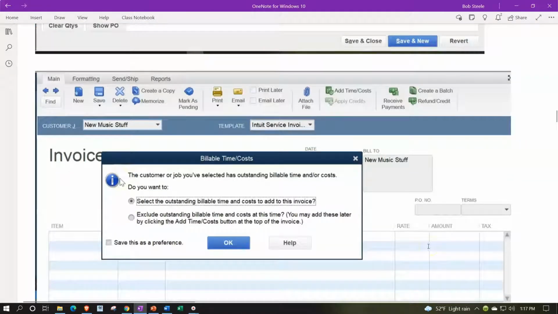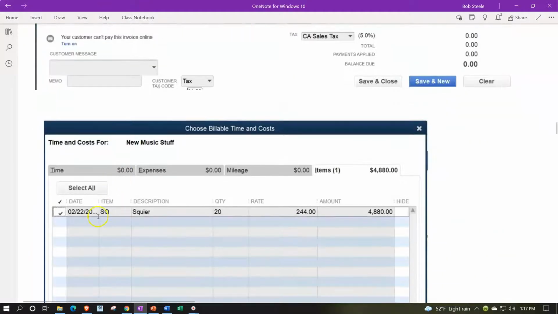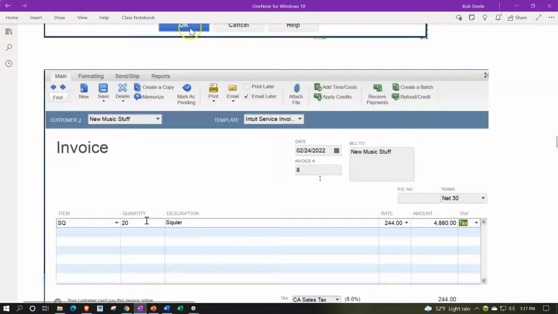So now we're making an invoice, turning around to the sales cycle side of things. So we got the new music stuff. That's the customer. QuickBooks says, and I'm paraphrasing here, hey, we've got this stuff that came through from the billable item. Do you want to add that? And we're going to say, yes, we do. And then we're going to tick this thing off, which is in the items tab on the right-hand side. That populates our invoice for us, pulling it over from the bill.